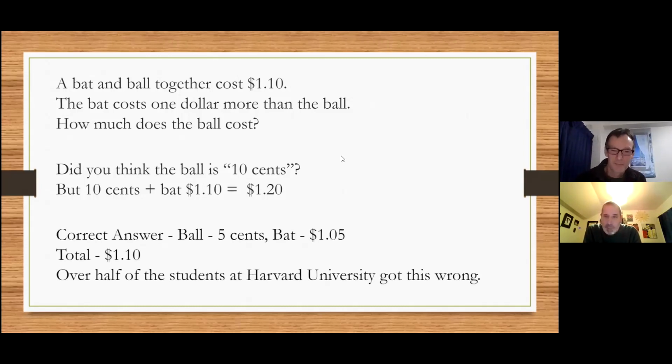If we slow down our thinking a little bit, ball 5 cents, bat $1.05, for a total of $1.10. Half the students at Harvard University got this wrong, so don't feel too bad about this. This was a question in Daniel Kahneman's 2011 book, Thinking, Fast and Slow. Great book about cognitive bias.